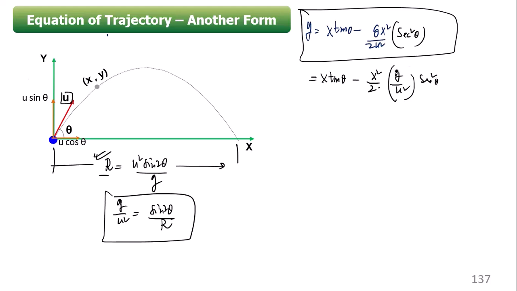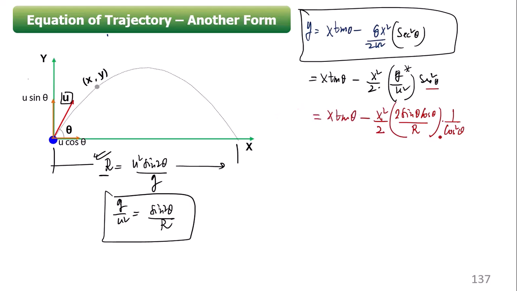Now instead of g by u square, I am putting sine 2 theta by r. So sine 2 theta by r means 2 sine theta cos theta divided by r. That is g by u square, multiplied by x square by 2 and sec square theta. Now sec square theta is 1 by cos square theta. So that is equal to x tan theta minus this number.